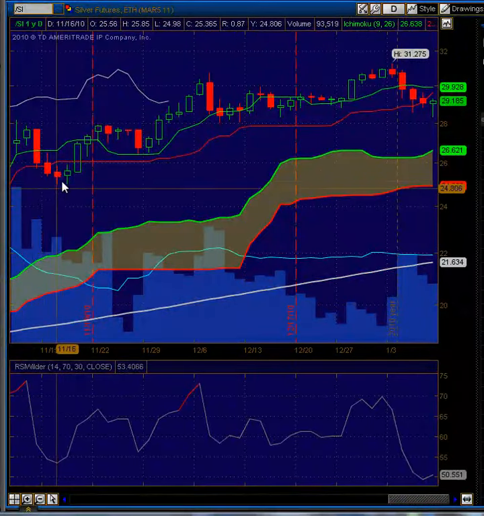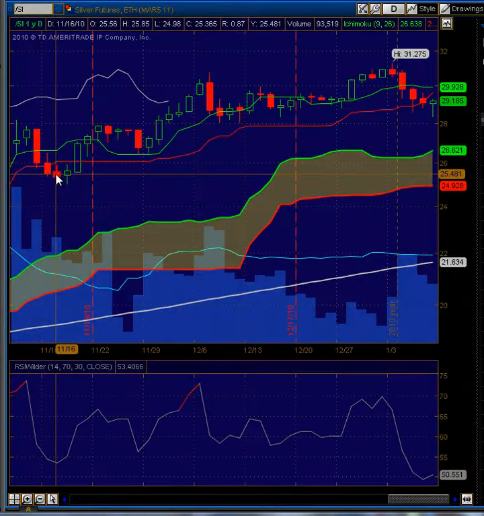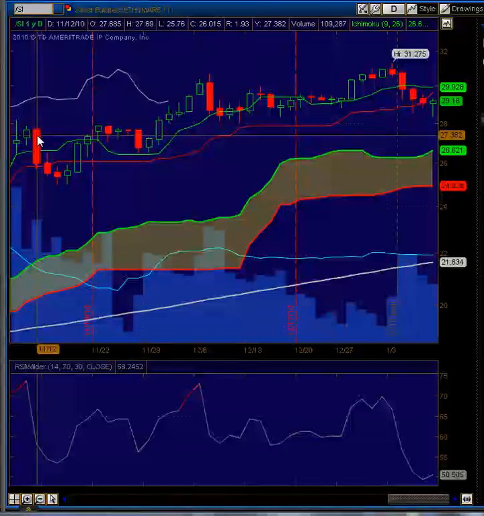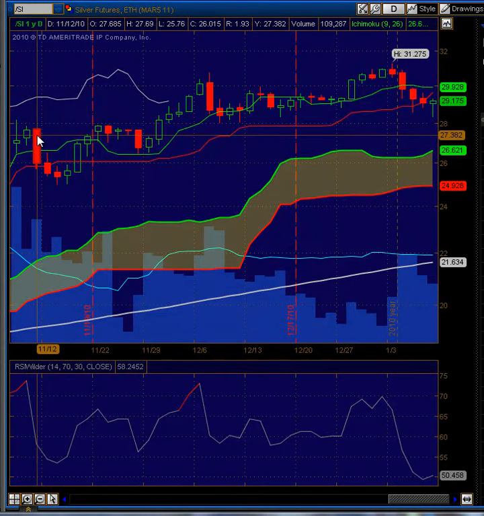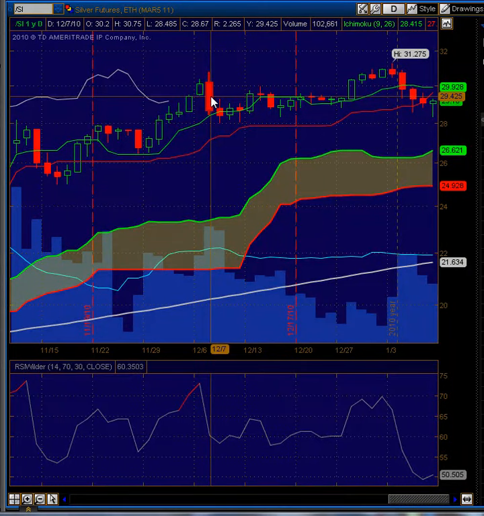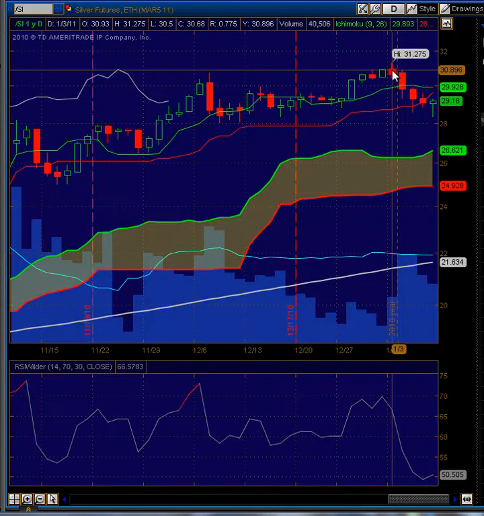And as you notice here, I pointed out the three towers. The first one on here was in the week of November the 12th, and the next one was on December the 7th, and then the next one was on 1/3/11.